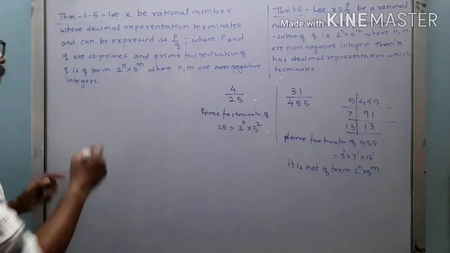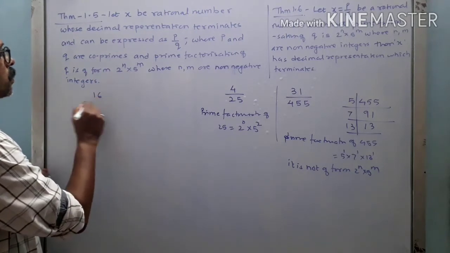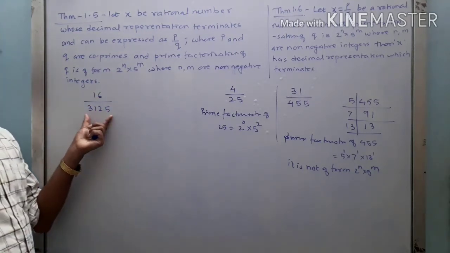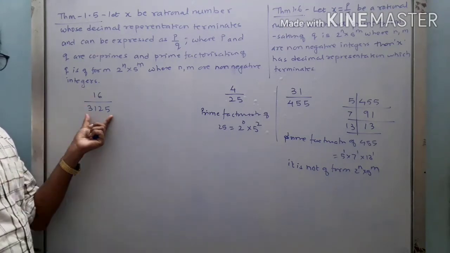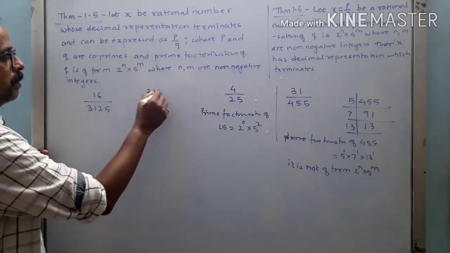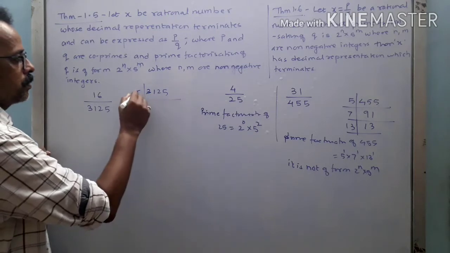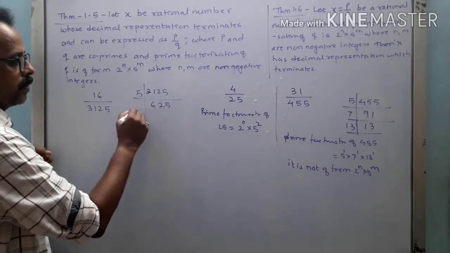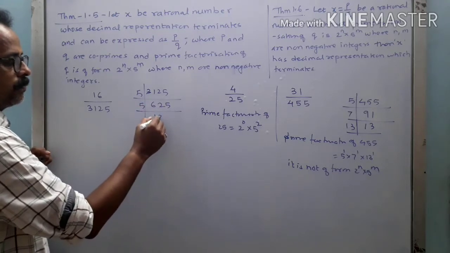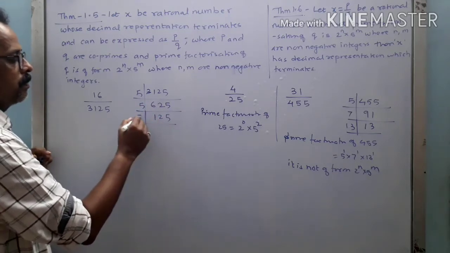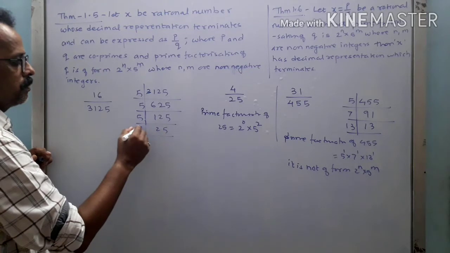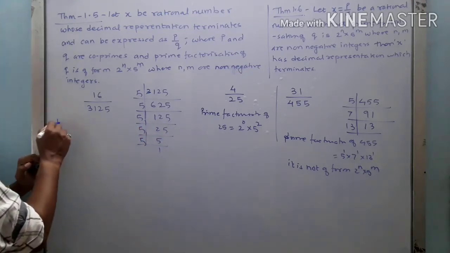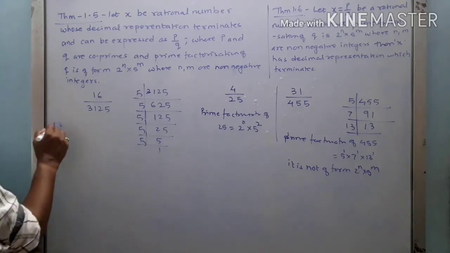Suppose I get a number 16 upon 3125. So what am I going to do? I am going to do a prime factorization of that 3125, and then we will see. Here 5 6s are 30, 5 2s are 10, 5 5s are 25, then 5 125, 5 25, 5 5 and 5 1.